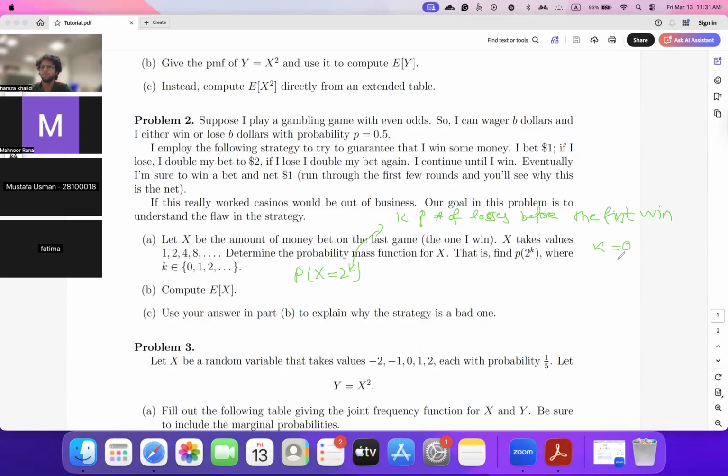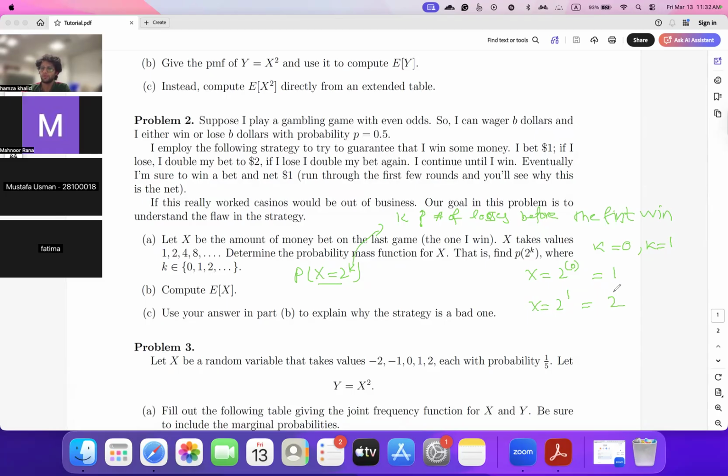well, that would just mean that I won my first bet, right? So X equals 2^k, this random variable is the amount of money that I win. On my first game, I'm going to win 2 raised to the power 0, and that's just 1. I'm going to win $1. If it were k equals 1, that would mean that I lost the first game and then I won the second game. So I will substitute k equals 1. So I won $2 in the second game. Is that point clear?